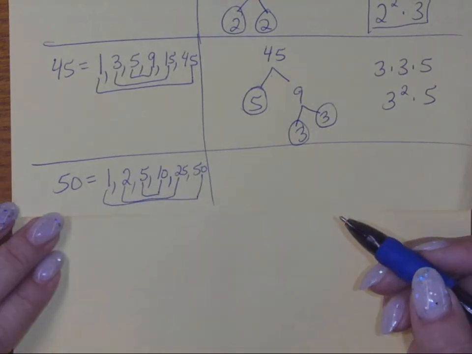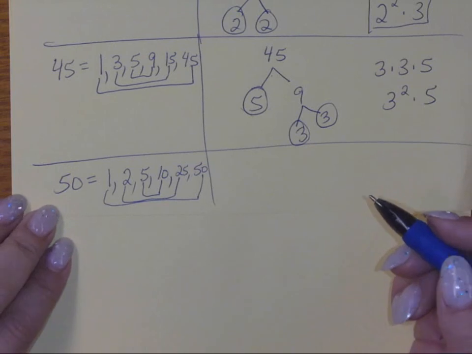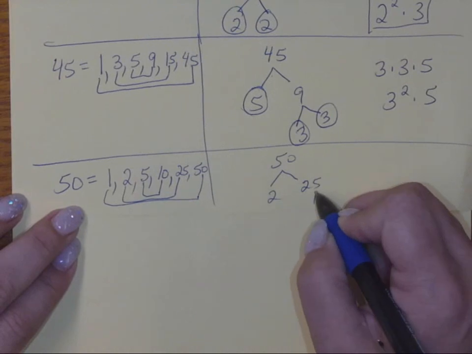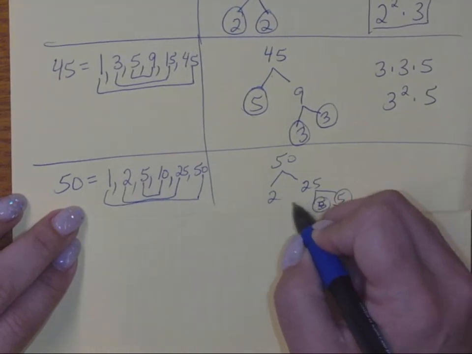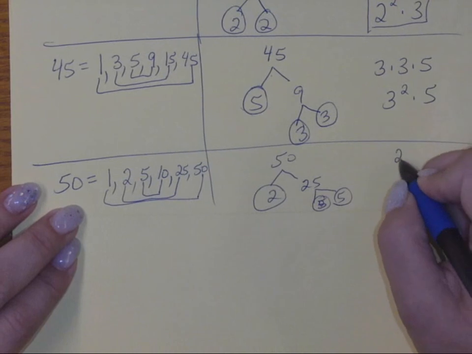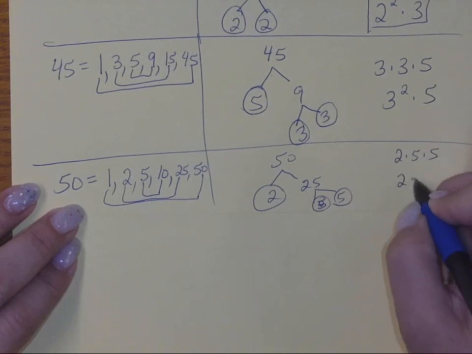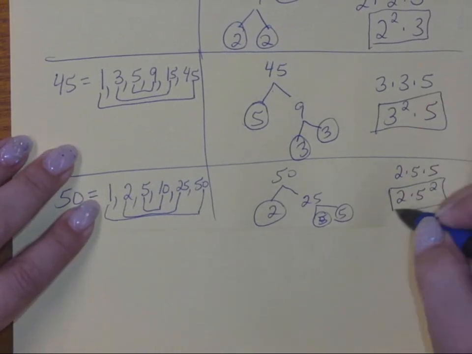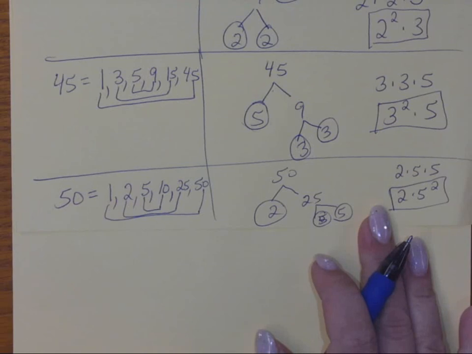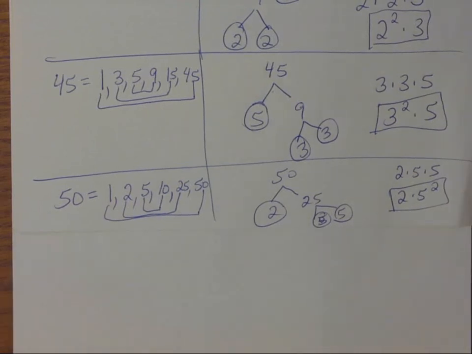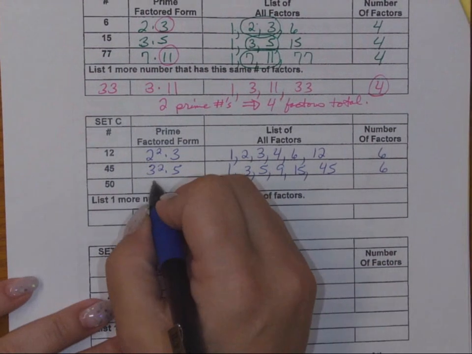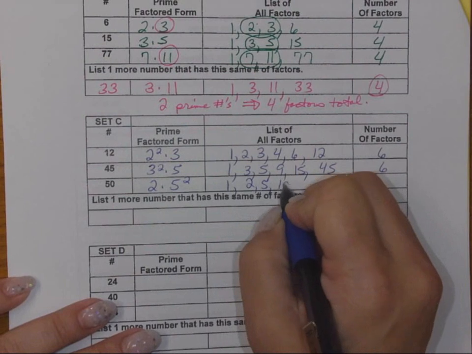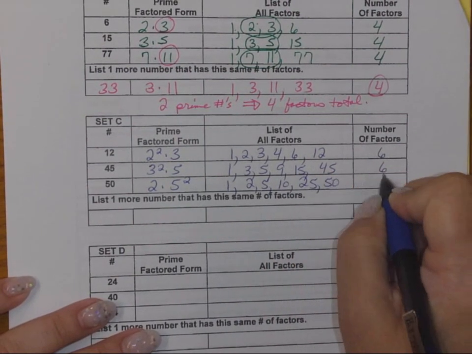So there we go. I know there are 6 factors. It's going to follow my pattern. So again, 50, I'm going to do 2 times 25. 25 is 5 times 5. Okay. So my prime factorization is 2 times 5 times 5, or 2 times 5 squared. Again, I see this lovely little pattern going on here where one of the numbers is a prime number and the other number is a prime squared. So here it is, 2 times 5 squared: 1, 2, 5, 10, 25, and 50. There are 6 of them.